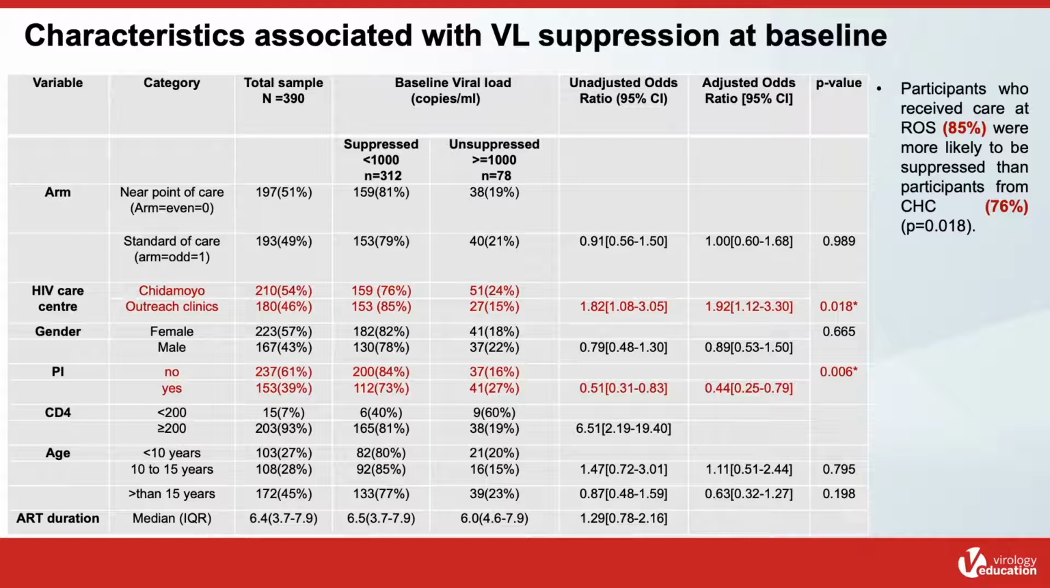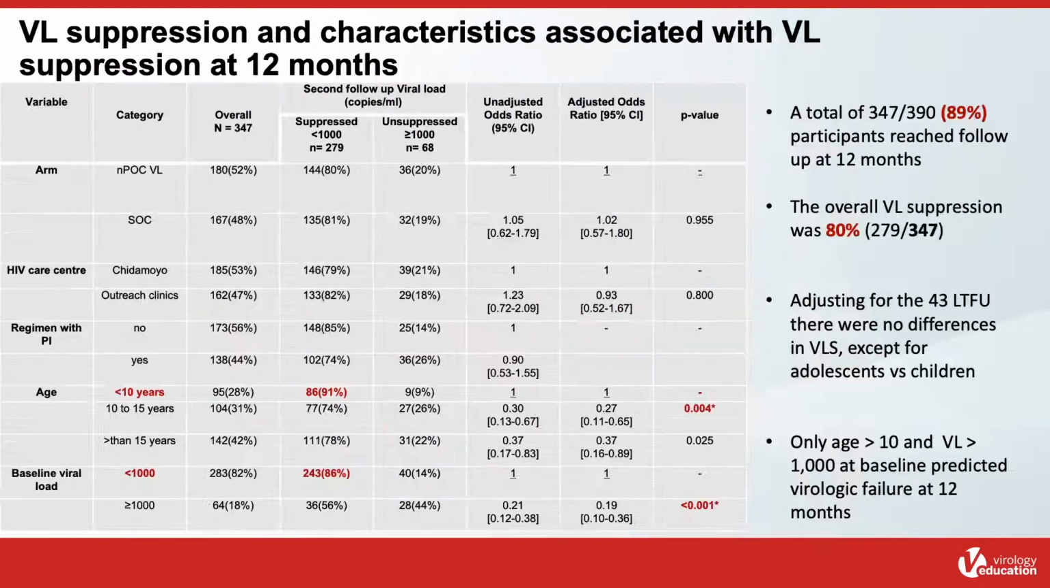Characteristics associated with viral suppression at baseline. We noted that participants who received care at the rural outreach sites were more likely to be suppressed than participants from the clinic. Similarly, participants on an NNRTI-based regimen were also more likely to suppress compared to those on a PI. Viral suppression and characteristics associated with viral suppression at 12 months.